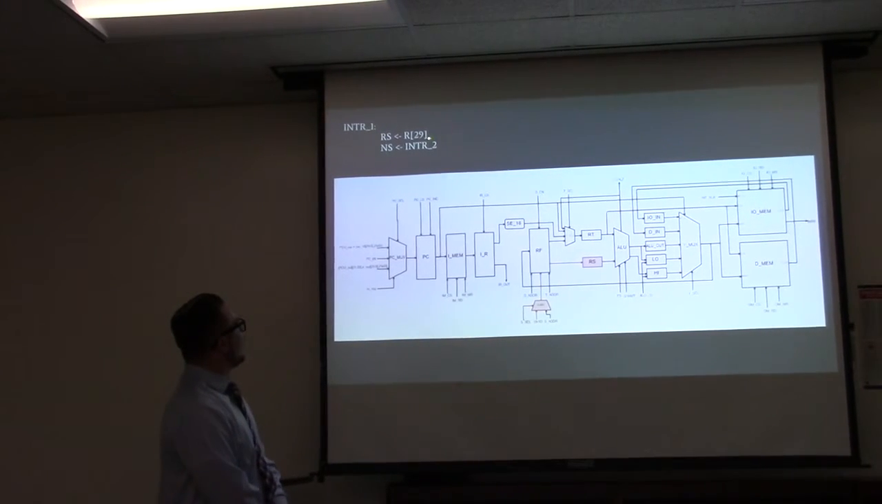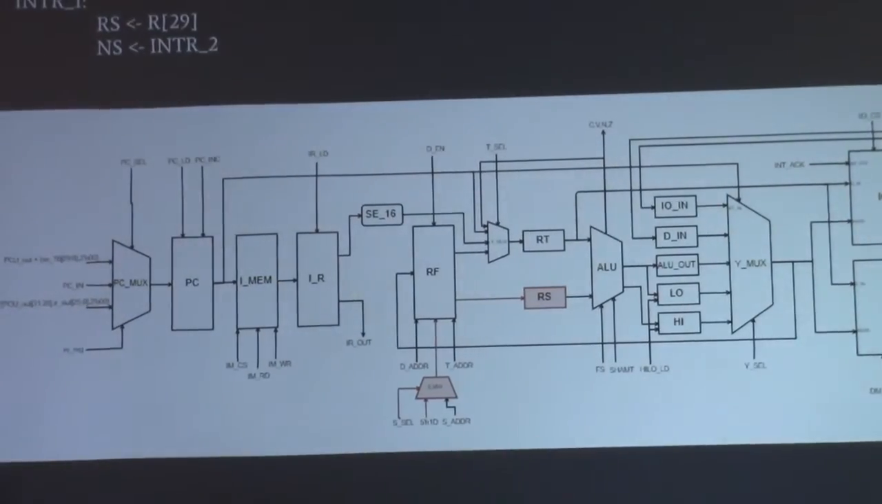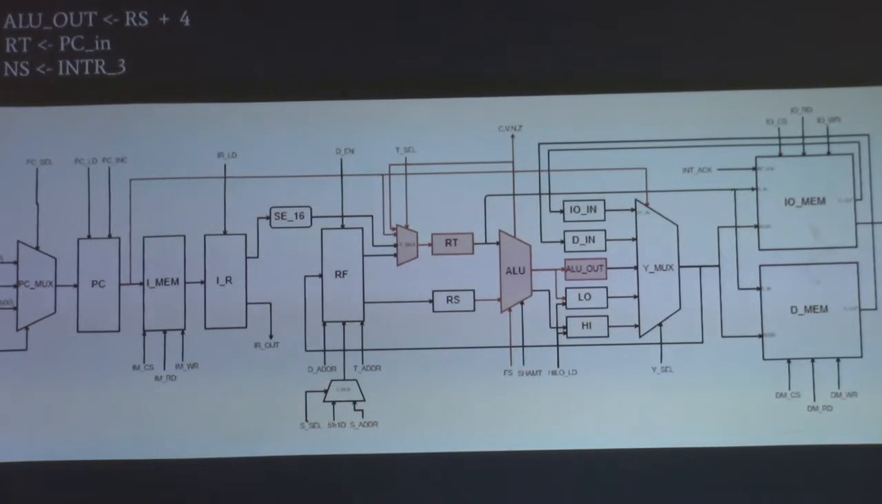So the R29 contents, which is the stack pointer contents, is then saved into RS. ALU out is incremented by 4 because we did a pre-increment stack pointer. And then RT gets the contents of the PC, the contents of the PC that was interrupted.